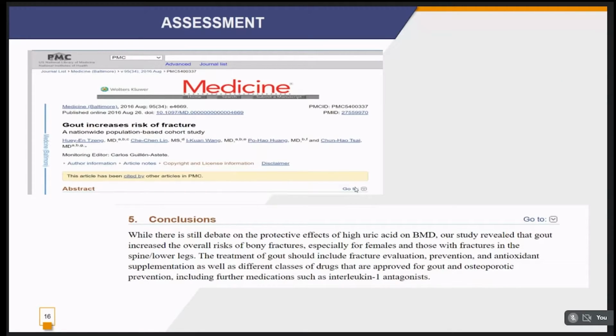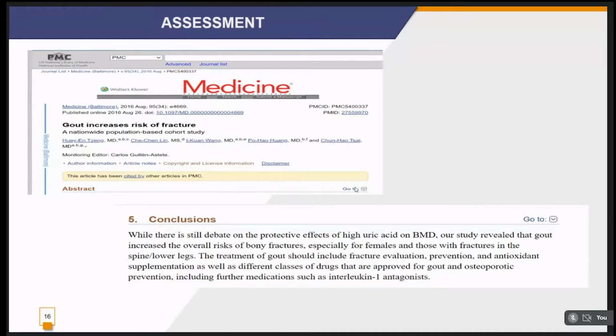Especially, we found a publication in 2016, a nationwide population-based cohort study, that showed gout increased the risk of fracture. This study revealed that gout increased the overall risk of bony fractures, especially for females, and for fractures in the spine or lower leg.